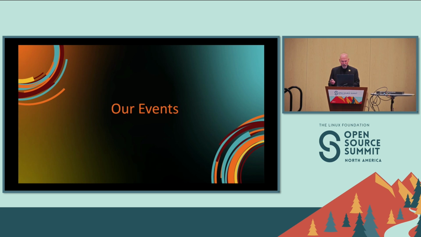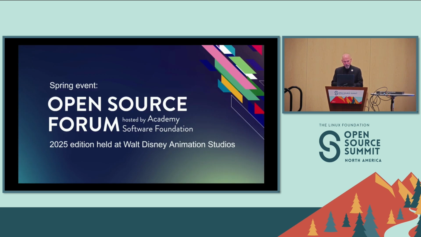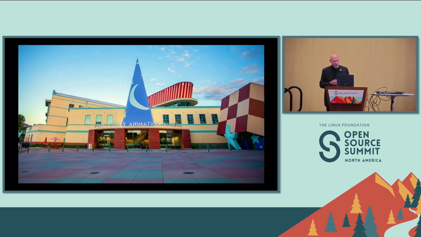We have 2 events a year that are open. One of them is the Open Source Forum that takes place in February, where it's more of a team-based event where we take on a particular topic. The one that we just had in February was held at Walt Disney Animation Studio in Burbank, where we tackled the topic of new technology impacting studios, which was another way to say AI and machine learning. And the whole discussion was around that at the time.